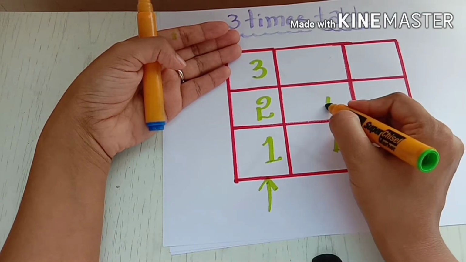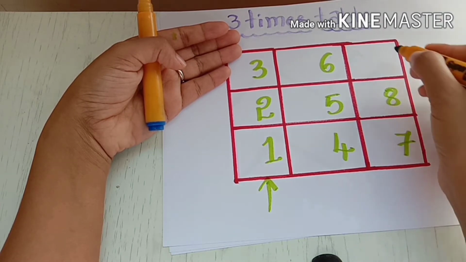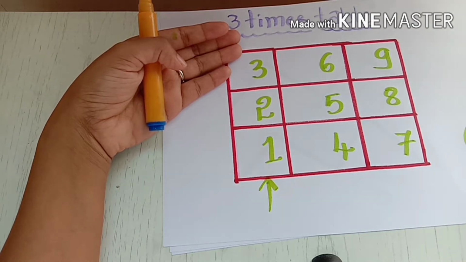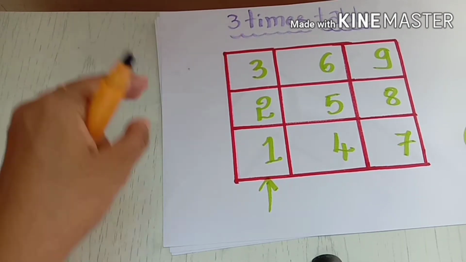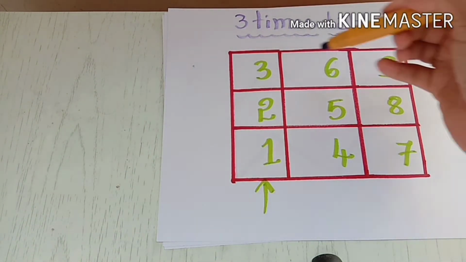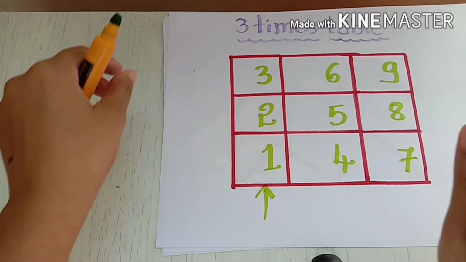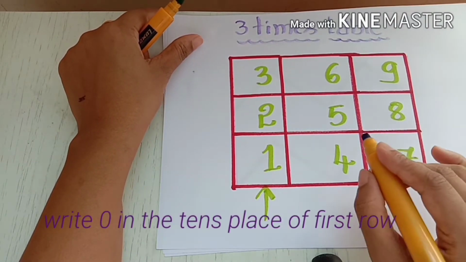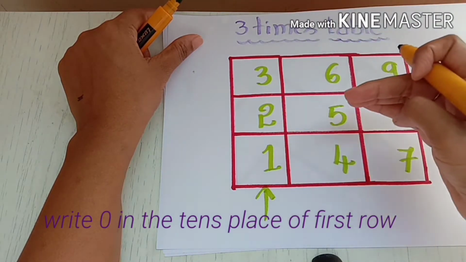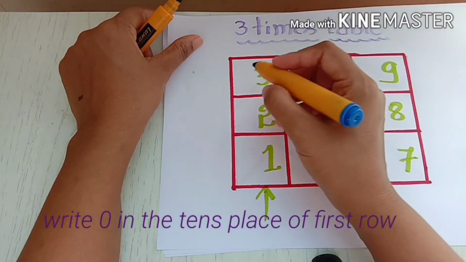4, 5, 6, 7, 8, 9, and here I am writing the 0. Okay, next, after writing these numbers, consider the first row, second row and third row. In the first row, I am going to write down 0 in the tens place. In the second row, I am going to write down 1 in the tens place. In the third row, I am going to write down 2 in the tens place.